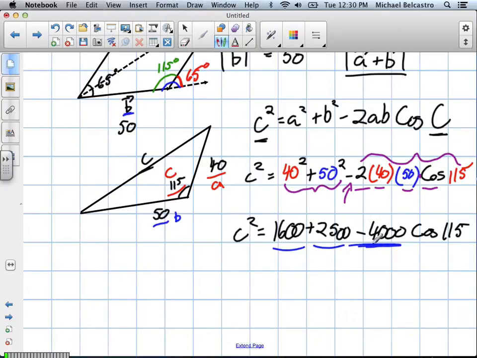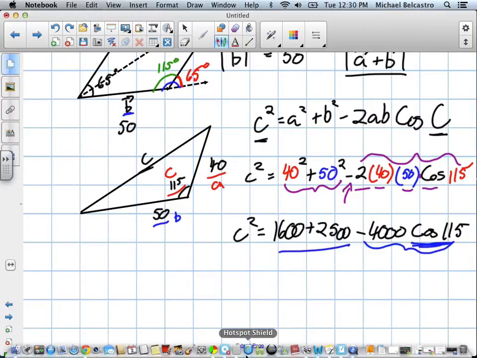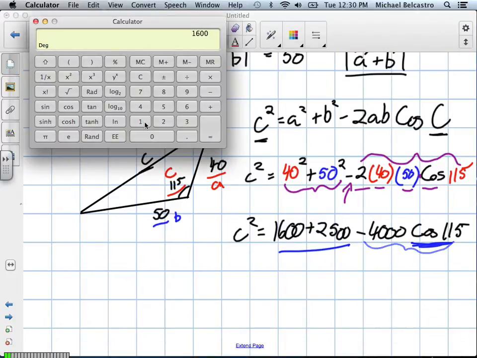According to BEDMAS, we actually have to take this negative 4,000 and multiply it by cos 115 before we include it with these numbers or combine it with those numbers. So our cos 115 times negative 4,000, okay? And then I'm just going to take that value and add our other numbers. So plus 2,500 plus 1,600 equals, okay? That's a large number, 5,790, but that's what c squared is equal to, okay?